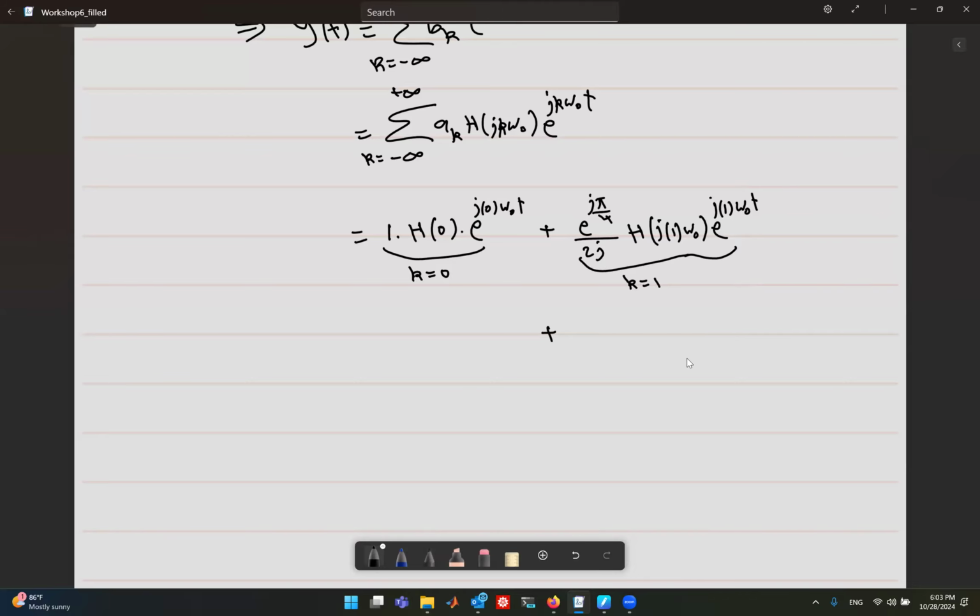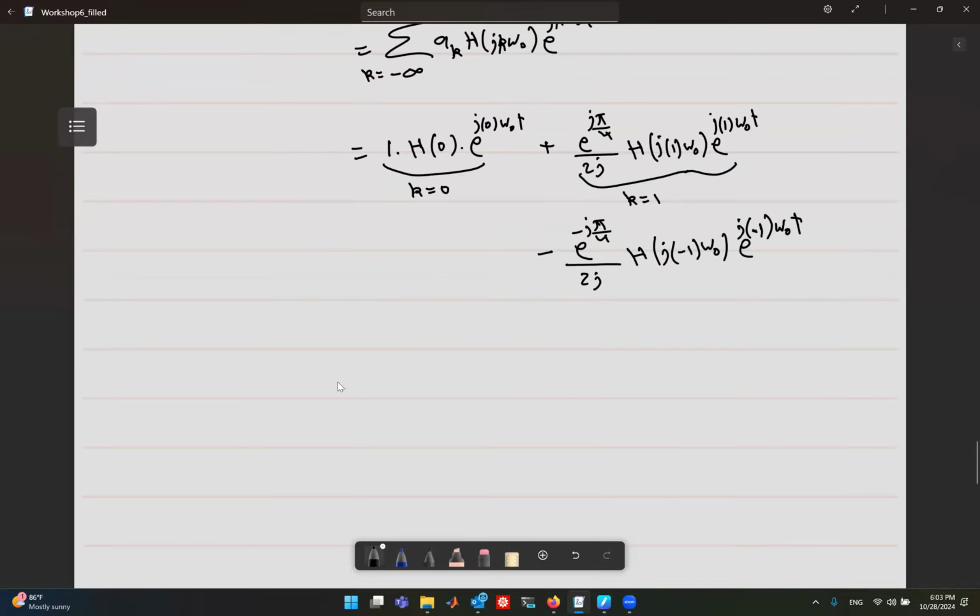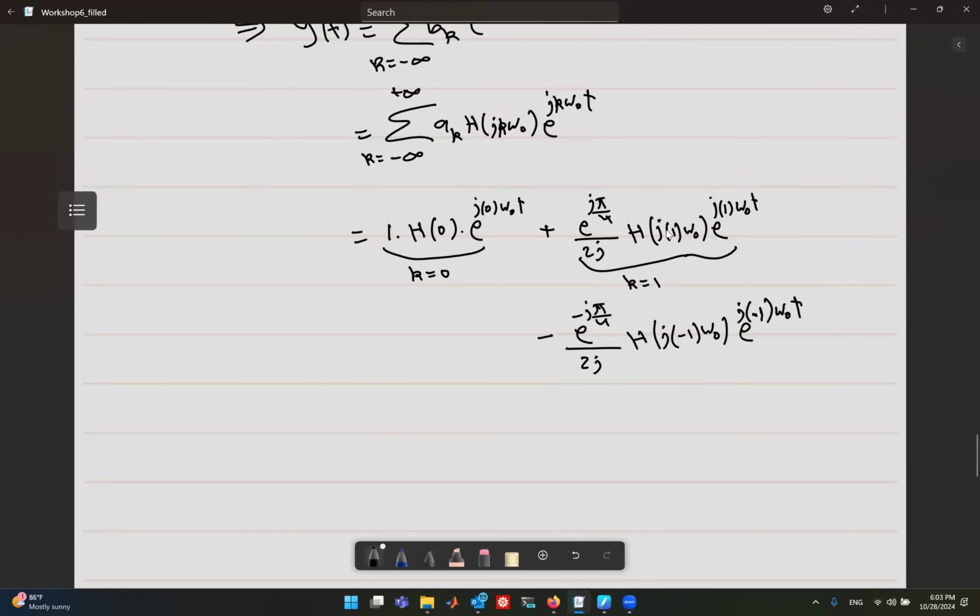Plus the last term, which is minus now. Minus exponential minus j pi over 4 divided by 2j, H(j minus 1 omega naught) exponential j minus 1 omega naught t. Now we need to find the values of H at each one of those values with the impulse response.